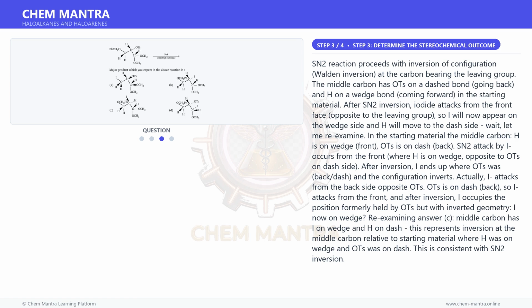After inversion, I ends up where OTs was, back, dash, and the configuration inverts. Actually, I attacks from the back side opposite OTs. OTs is on dash, back, so I attacks from the front, and after inversion, I occupies the position formerly held by OTs but with inverted geometry, I now on wedge. Re-examining answer C, the middle carbon has I on wedge and H on dash. This represents inversion at the middle carbon relative to the starting material where H was on wedge and OTs was on dash. This is consistent with SN2 inversion.